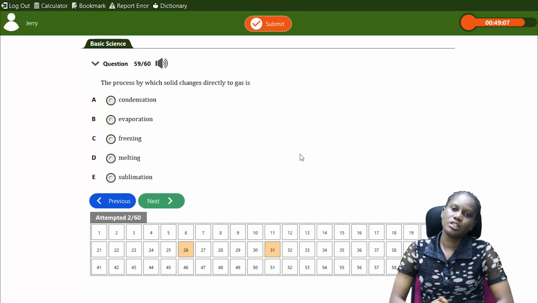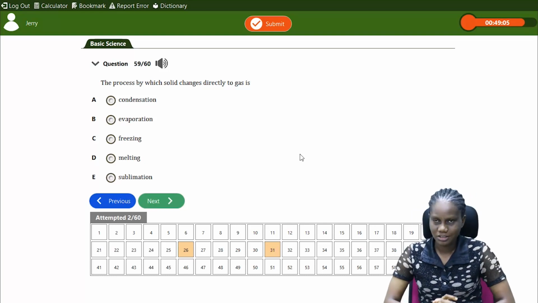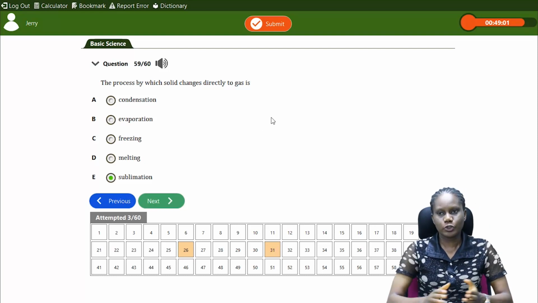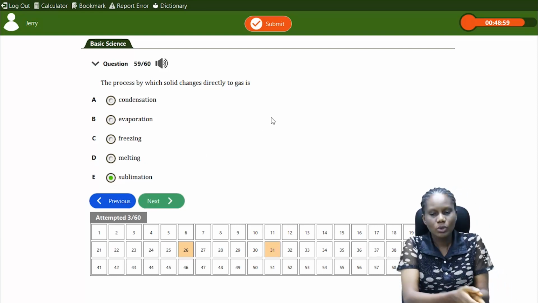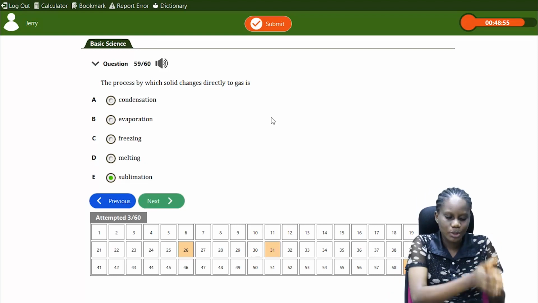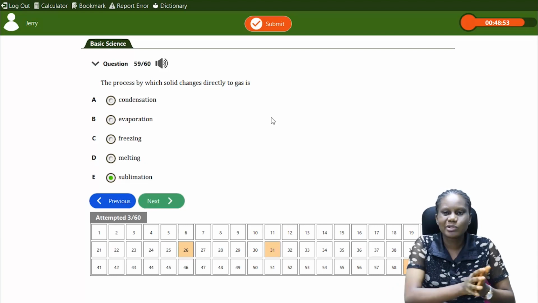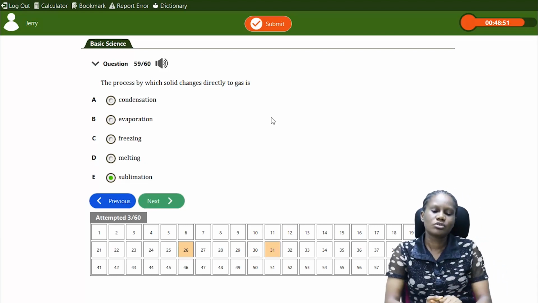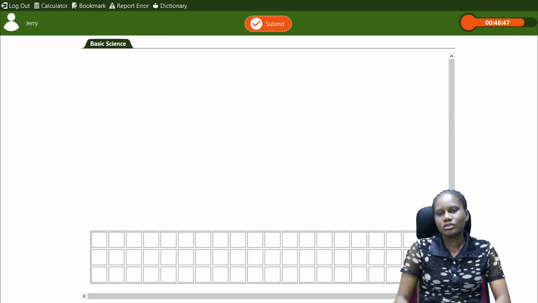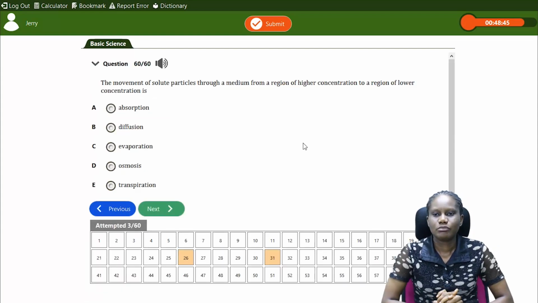And the last option is E, sublimation, and that is the correct answer. That is the conversion of your solid directly to gas. That means it's not passing through liquid. You're not changing from solid to liquid to gas. It's directly from solid to gas, and it is through the process called sublimation.